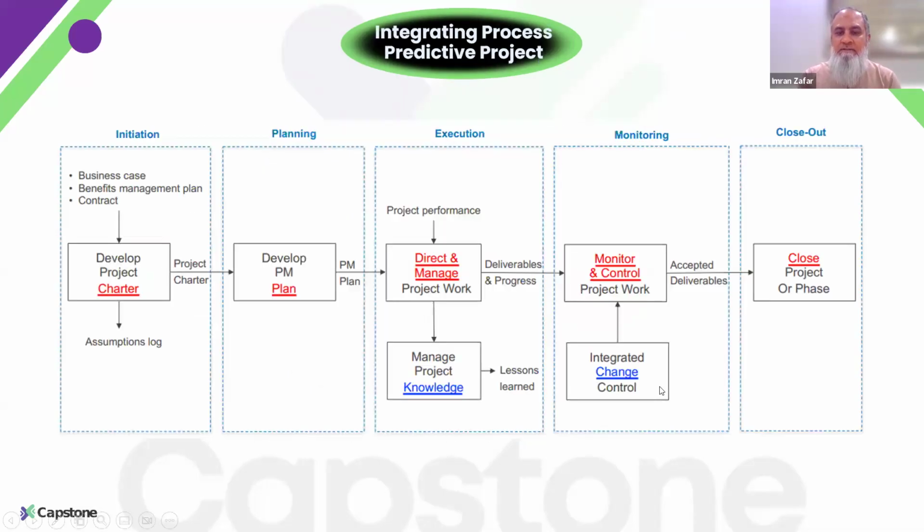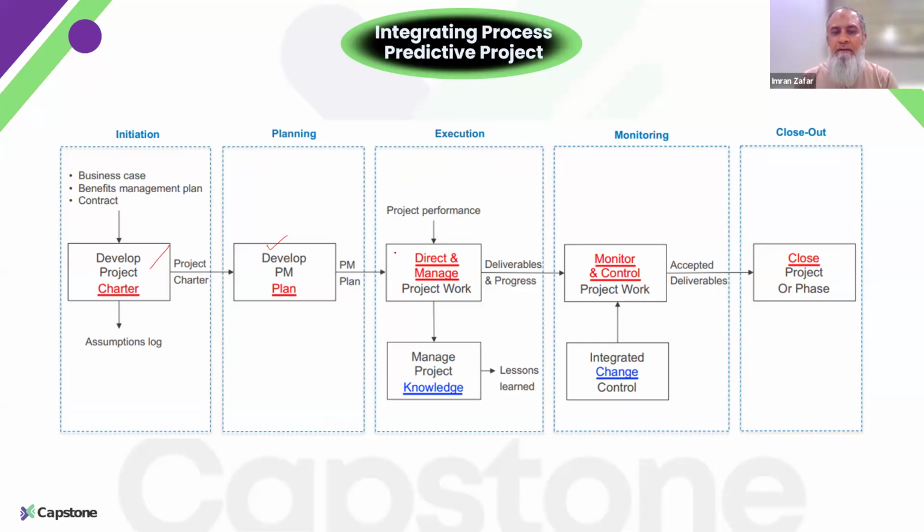And these are the processes that are involved in integration management. It starts with developing the project charter, which we saw at the start. And in the planning phase, when we are done with preparing all the different plans, scope, schedule, cost, and all other plans, those plans, along with some documents, will give us our project management plan.